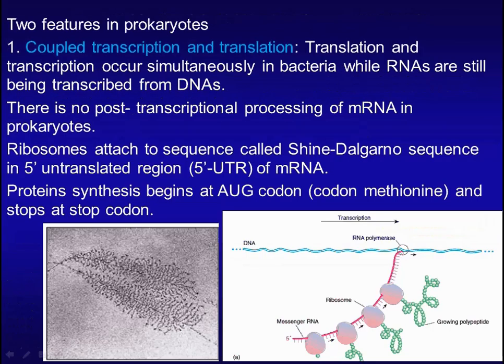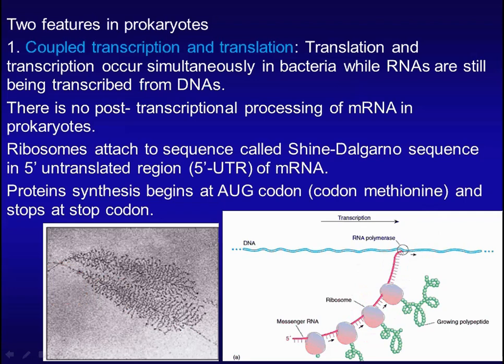There are two features in prokaryotic transcription. First, coupled transcription and translation. Translation and transcription occur simultaneously in bacteria, while RNAs are still being transcribed from DNA. This picture shows you RNA in red still being made. Translation has already begun. This picture provides evidence to demonstrate the coupled transcription and translation in bacteria.